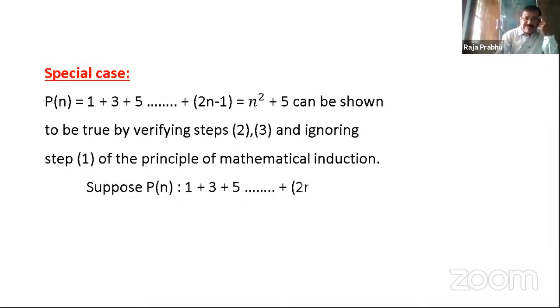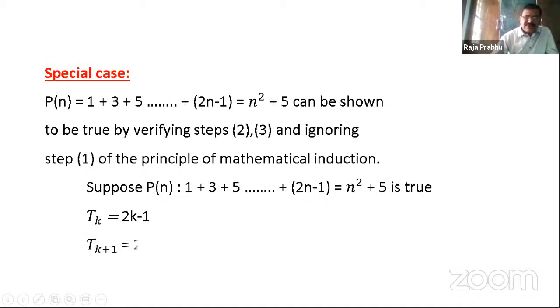Now suppose the statement is P of n is equal to this one. Now the kth term here is 2k minus 1. The nth term is 2n minus 1. Now I'm going for the third step by verifying for n is equal to k plus 1. Let us see. Just now I told you orally that by verifying n is equal to 1 it fails, but it satisfies up to the k plus 1th term. How is it possible? Now once you check, the kth term is 2k minus 1. Therefore, the k plus 1th term, substituting k plus 1 in the place of k, becomes 2k plus 2 minus 1, which is equal to 2k plus 1.